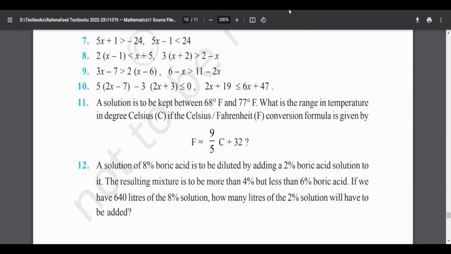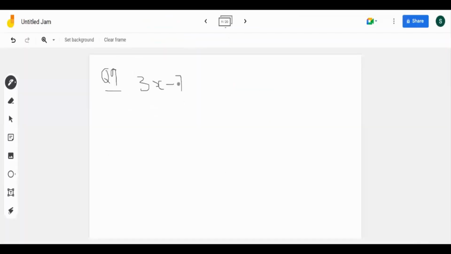3x minus 7 is greater than 2x minus 12. I have opened the bracket. Subtracting 2x and adding 7, we get x is greater than minus 5. And our second inequality was 6 minus x is greater than 11 minus 12.